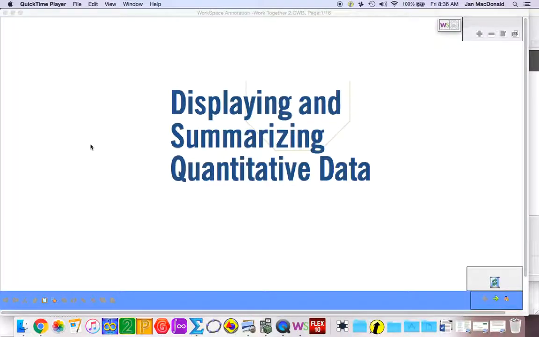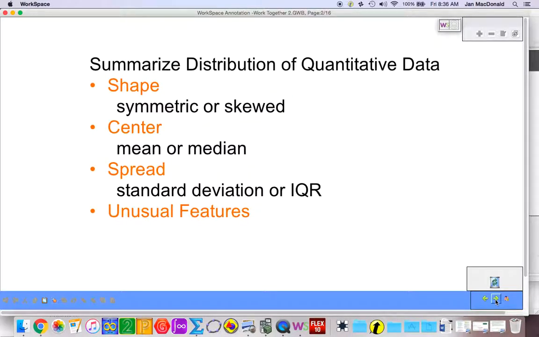Okay, welcome back. Again, we are working on displaying and summarizing quantitative data. In Summer Assignment 1, we learned that when we summarize the distribution of quantitative data, we need to discuss shape, center, spread, and any unusual features in the graph. Again, shape, center, spread, and any unusual features in the graph.